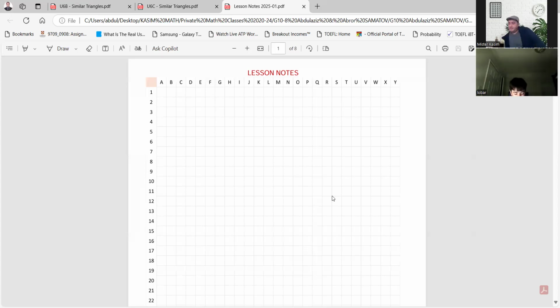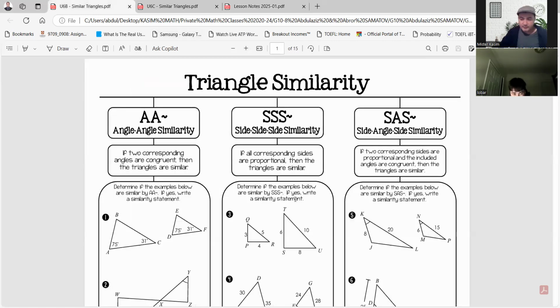All right, Abdulaziz, if you're ready, let's start. Tell me about similar triangles. When are two figures considered to be similar? We have two conditions, right, to be similar to each other. What are they? What is the first one?